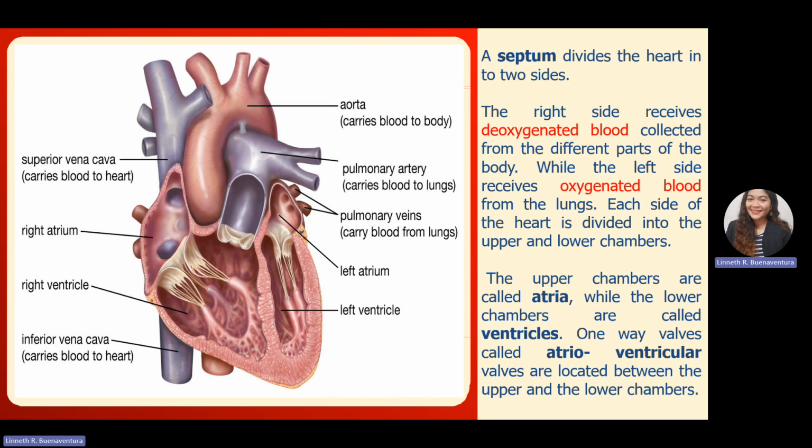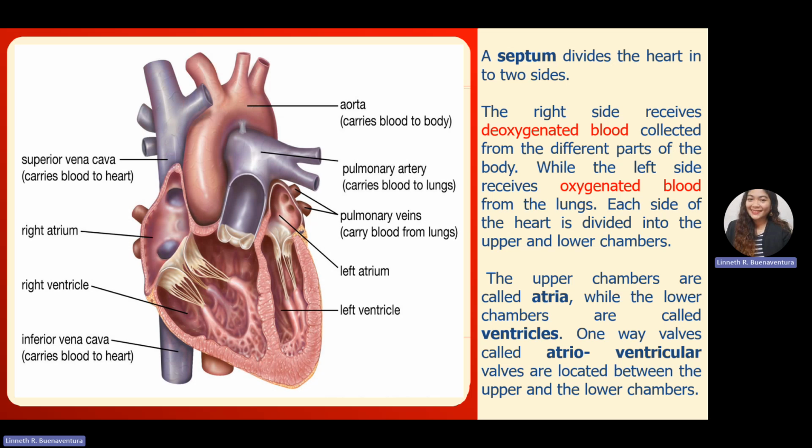Remember our discussion from the respiratory system. The lungs are responsible for diffusion of oxygen and carbon dioxide in the alveoli. All of the oxygenated blood will be collected from the capillaries towards the heart. So the left side will be the one that receives the oxygenated blood, or blood rich in oxygen.